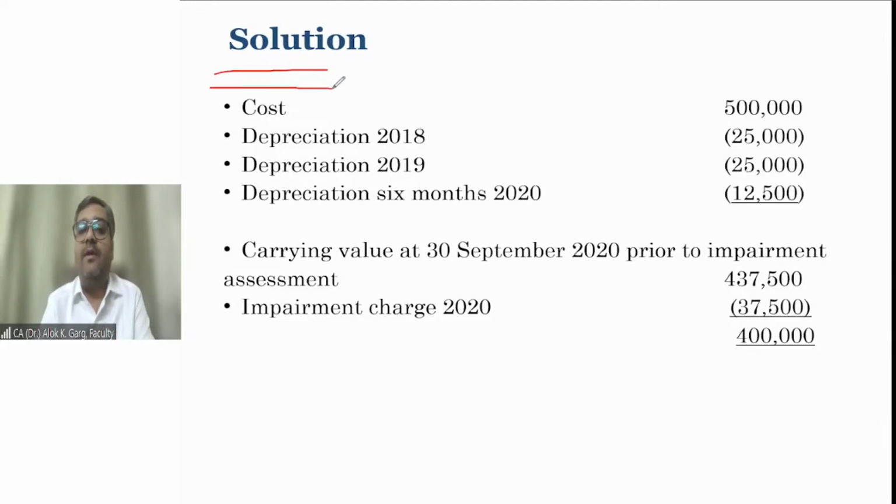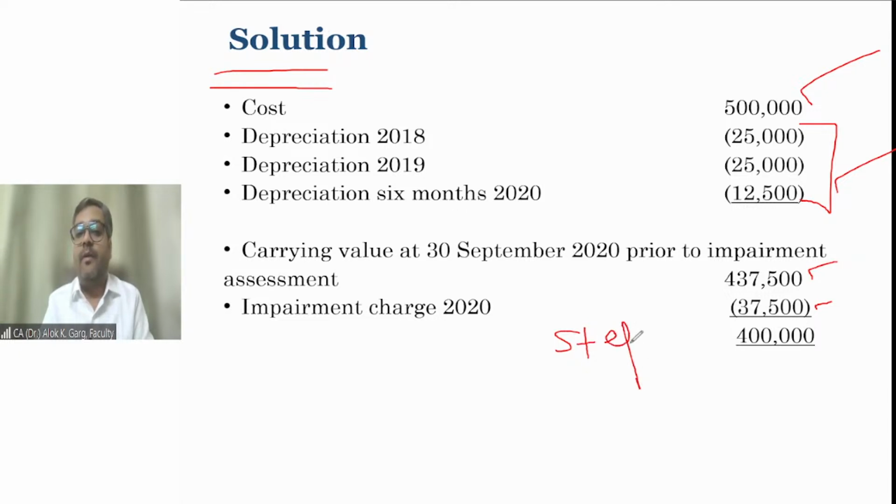Please write step number one. Step number one is compute carrying value on 30th September 2020 as per Ind AS 16. Cost is 5 lakh rupees. Accumulated depreciation is 62,500 rupees. The carrying value before impairment is 4,37,500 rupees. Impairment charge is 37,500 rupees. And your carrying value as per step number one, as per Ind AS 16, is 4 lakh rupees, right?